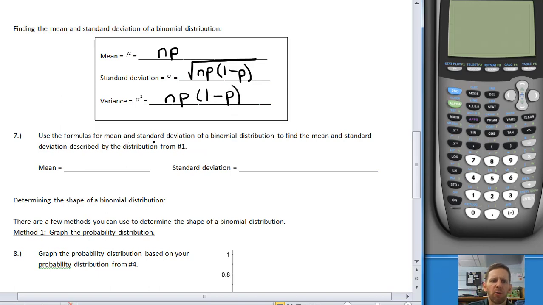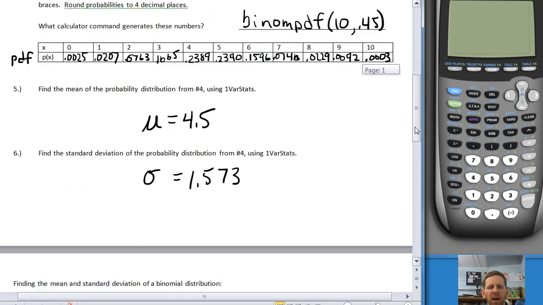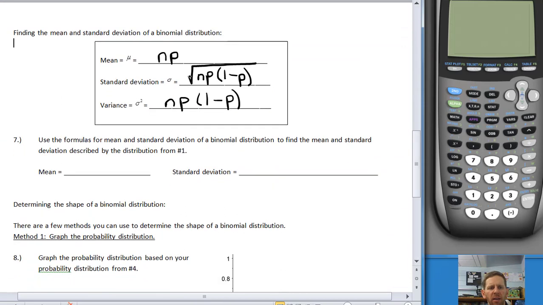So if we use these formulas to find the mean and standard deviation of the binomial distribution described in problem 1, in problem 1 you might recall that the n value was 10 and the probability was 0.5. We can just plug in 10 and 0.5 in for n and p. And if you multiply 10 times 0.45 together, you get, well, 4.5. You just slide the decimal place over.